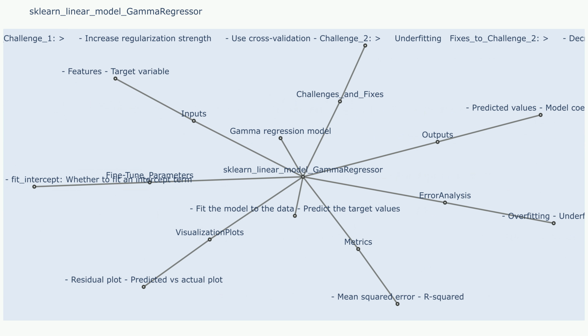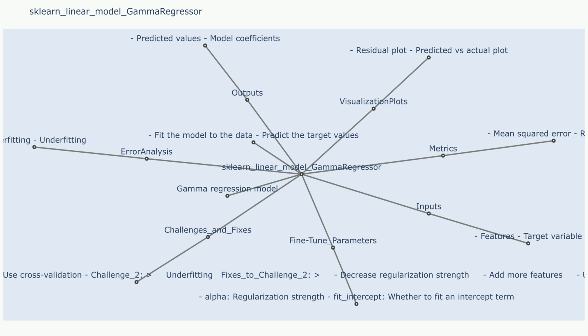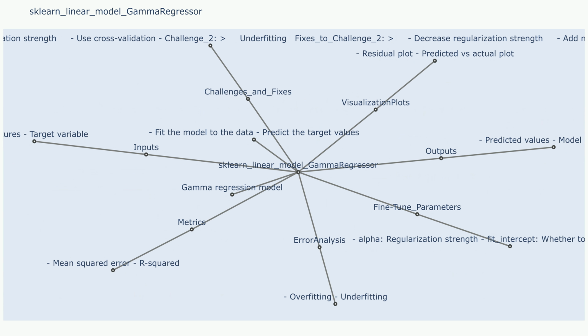Metrics: mean squared error. MSE measures the average squared difference between the predicted and actual target values. Root mean squared error. RMSE represents the square root of the MSE and provides a measure of a model's prediction error in the same units as the target variable. R squared indicates the proportion of the variance in the target variable that is explained by the model. Mean absolute error calculates the average absolute difference between the predicted and actual target values.